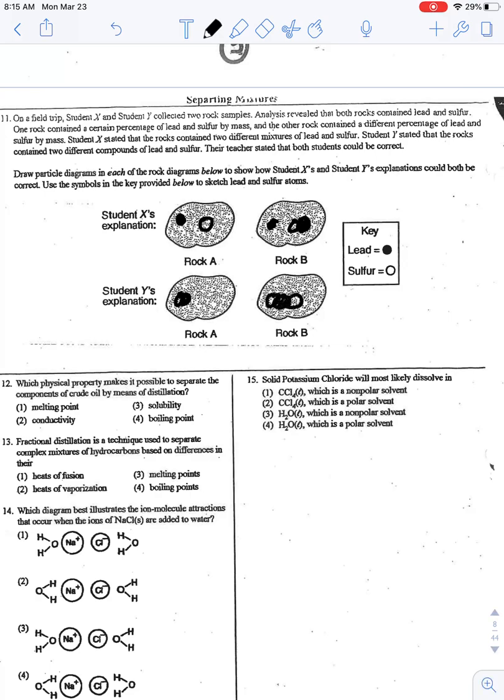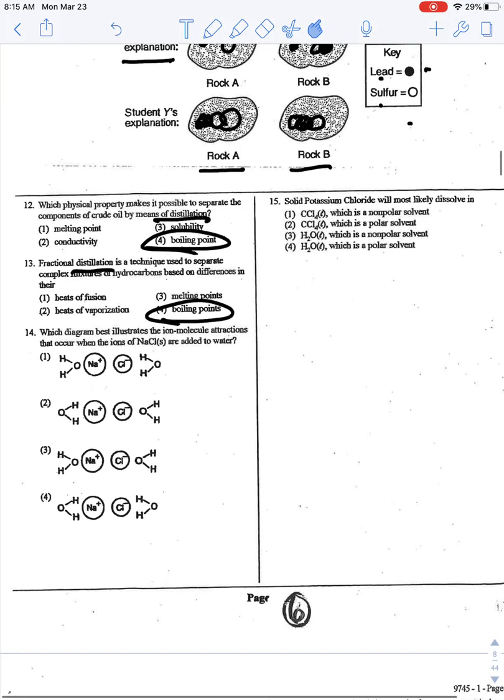Again, student X, if you look in the passage, just says that there are varying compositions of lead and sulfur. And then student Y was specifically saying, let me make that a little clearer, that there are different compounds made of lead and sulfur. So they just have to be stuck together. 12, distillation, again separation on boiling point. 13, distillation, separation on boiling point.